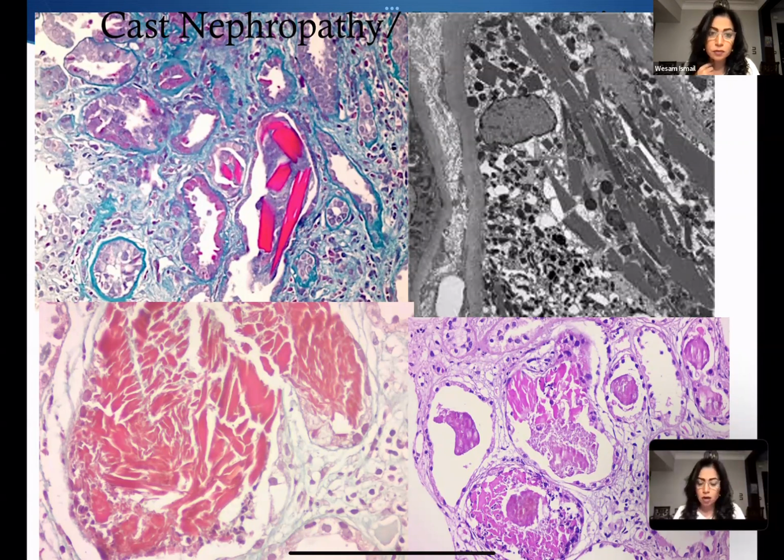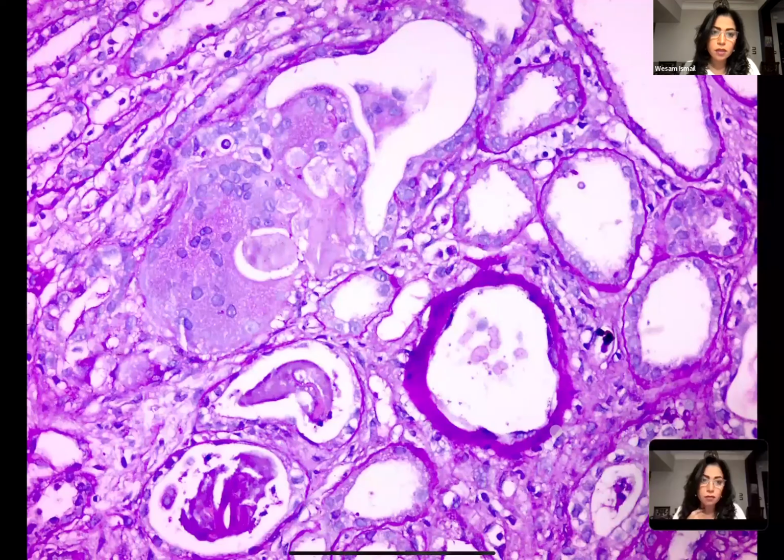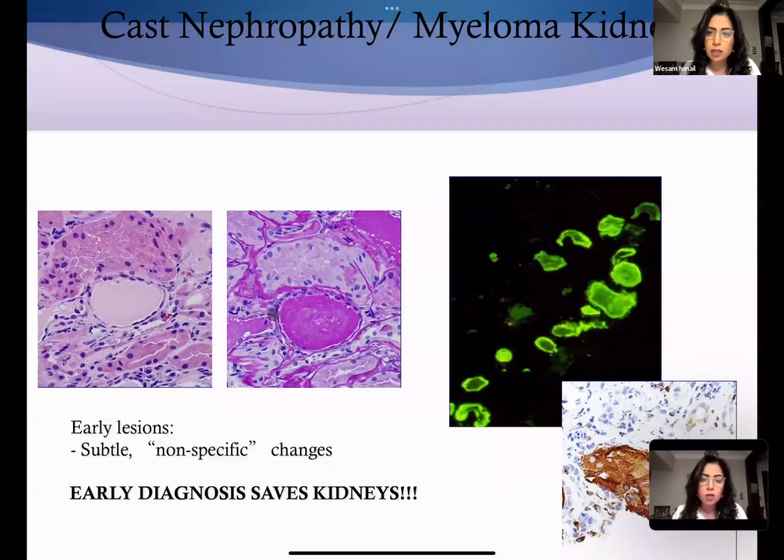Next. Can we have the next slide? This is just to show you a huge giant cell. All of these nuclei, multinucleated, surrounding a very small cast. Again, a pathognomonic finding for cast nephropathy. Next. So I'm just showing you how even these casts could be variable.